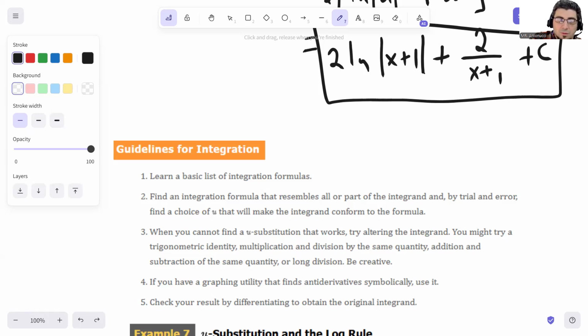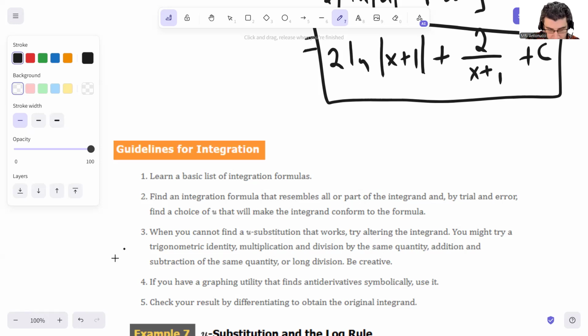If you can find antiderivatives symbolically using technology, I advise against doing that regularly, but you can use that to help you check to see if your answer was right. And then you can always check your answer by differentiating.